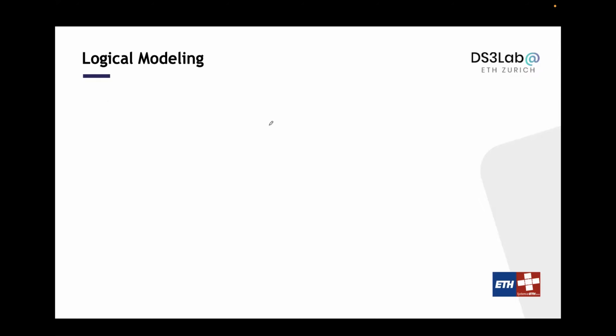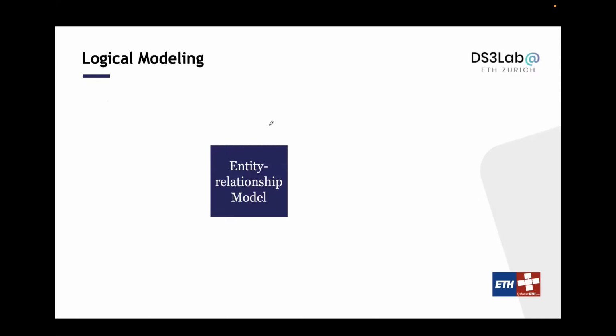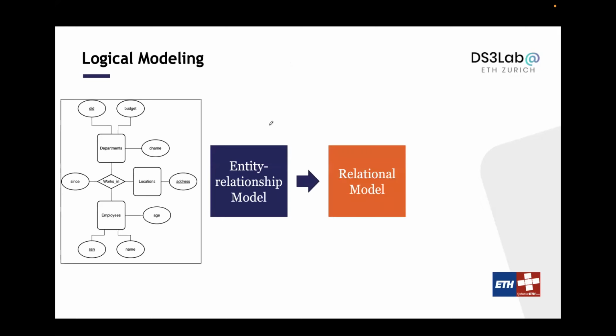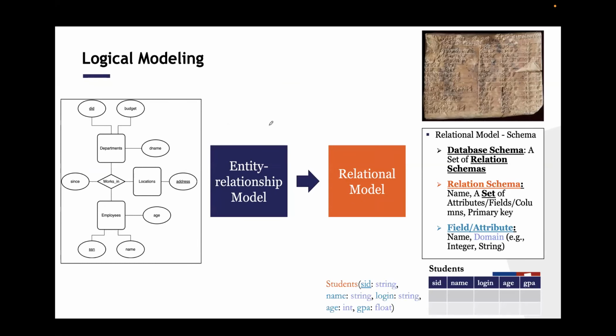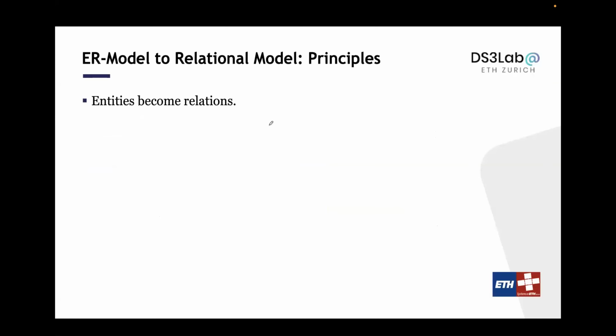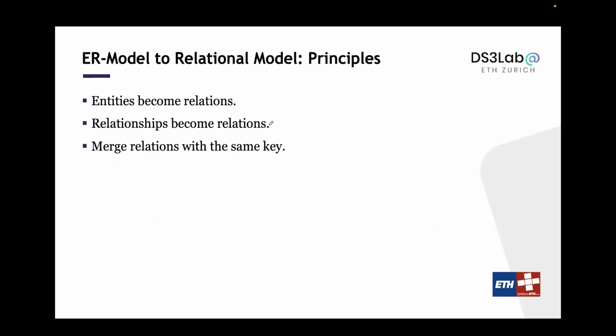So the second thing that we talk about is logical modeling. That is, I have this entity relationship model on one hand, and I want to translate that into a relational model, right? So I want to take this diagram and put it into a whole bunch of relations. It is a process that at the high level is relatively natural to do. Each entity set in the ER model becomes a relation in the relational model, and each relationship in the ER diagram also becomes a relation in the relational model.